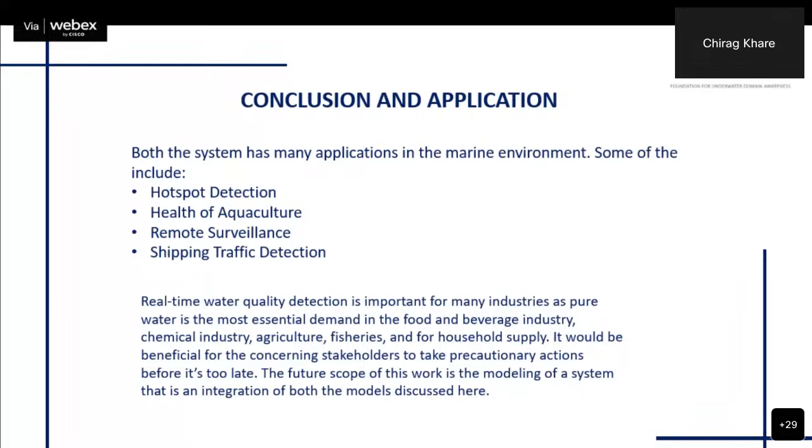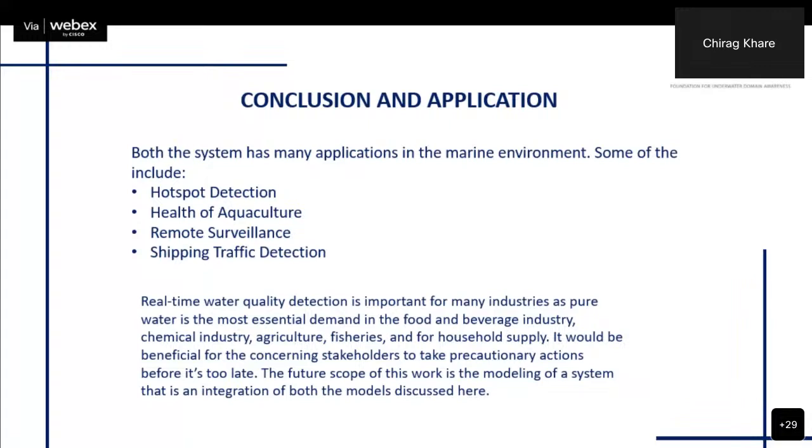Now, moving on with the conclusion, real-time water quality detection is important for many industries as pure water is the most essential demand in the food and beverage industry, chemical industry, agriculture, fisheries, and for household supply. It would be beneficial for the concerned stakeholders to take precautionary actions before it's too late, thus helping the normal people of India.